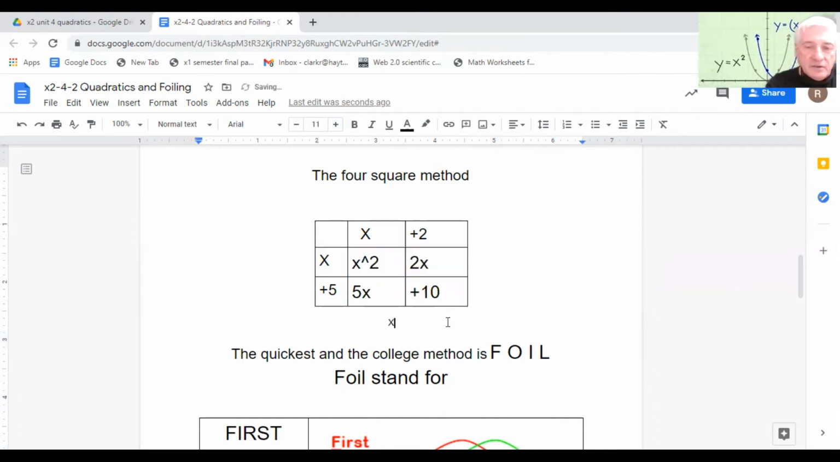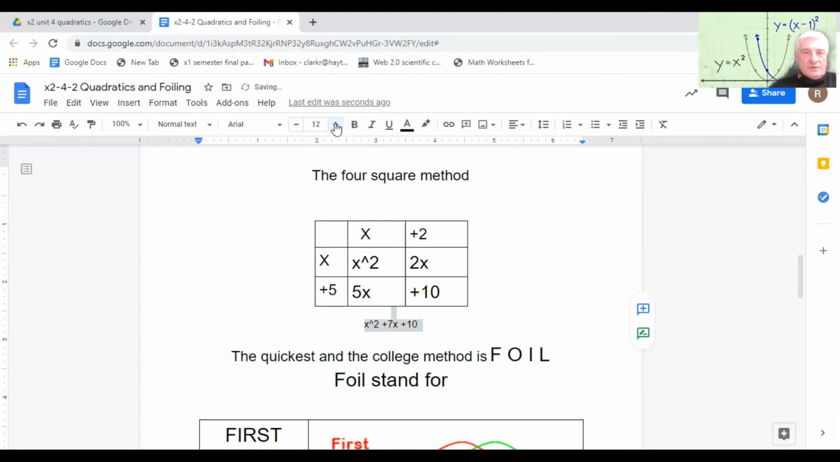You get x squared plus 7x plus 10. Yes, I realize it takes me longer to do it that way. But I wanted to show you the difference in the timing. This is why the college people expect you to do the foiling, because it's quicker. And of course, we got the same answer.